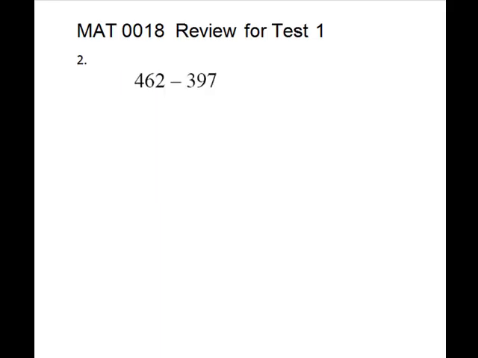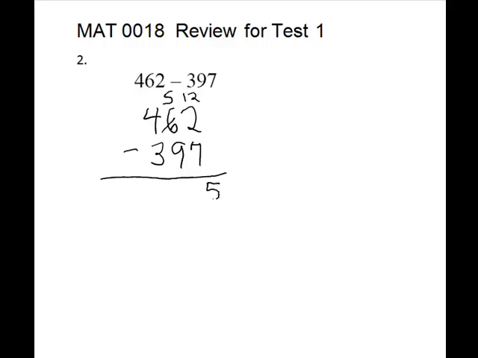Problem 2, 462 minus 397. First, we'll write it vertically. 462 minus 397. And we start in the ones place. This one we're going to have to borrow out of the tens. We don't have enough, 2 minus 7. So we'll borrow, it'll go down to 5, and we're borrowing 10. So 10 plus 2 is 12. 12 minus 7 is 5.